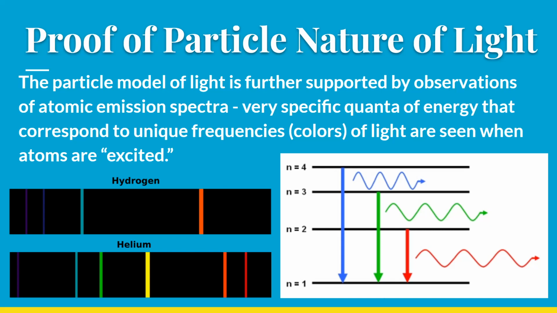You can only go up to a rung. You can't go in between. There are very specific amounts and particles of light that are given off because of that. Okay, so the particle model of light is further supported by observations of atomic emission spectra. Very specific quanta of energy correspond to unique frequencies or colors of light that are seen when atoms are excited, and we had these kind of fingerprints, if you will, for these different elements.